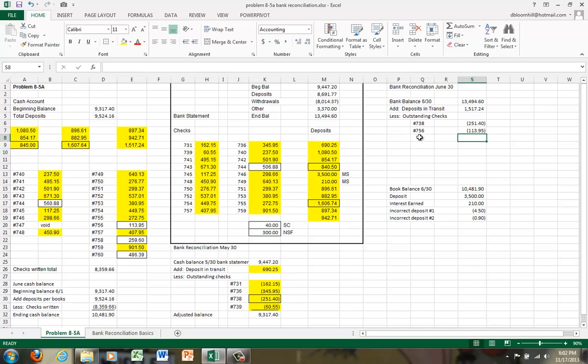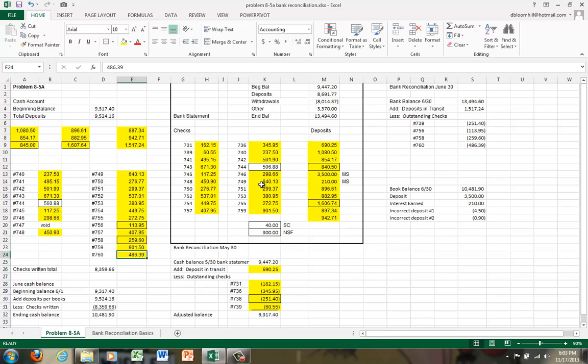We have number 758, and that amount is for $259.60. And finally we have number 760, and that amount is for $486.39. So all of our outstanding checks have now been dealt with. So we can see here that we only have a few items that are boxed that are not colored in.